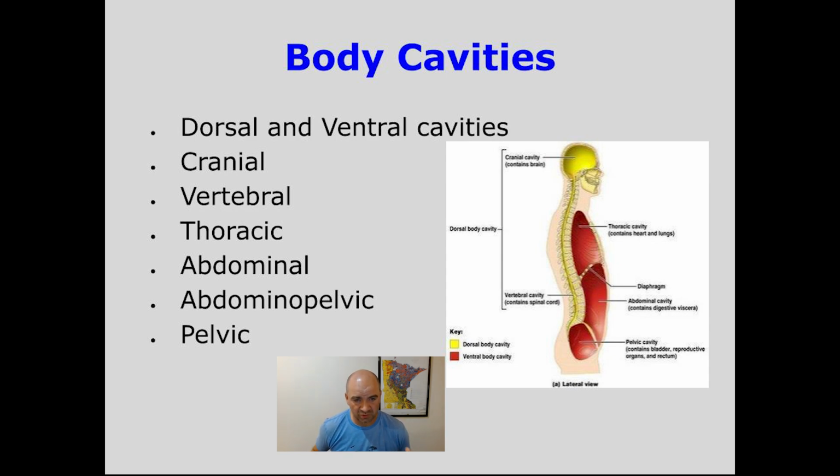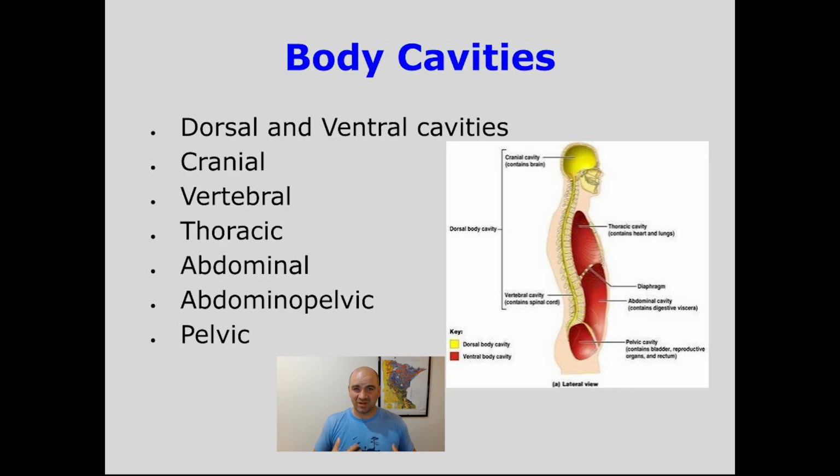All right, in our dorsal body cavity, you're going to find your cranial cavity, which is the inside of your skull, and then your vertebral cavity, which is the space that your spinal cord occupies. Okay, so your backbone is not a solid structure, it's a lot of small bones, and then there's a cavity that your spinal cord goes through in all your vertebrae. So cranial is where your brain's at, vertebral cavity is where your spinal cord sits.